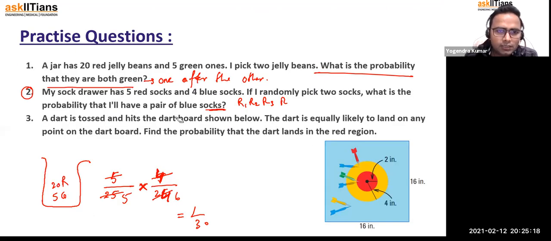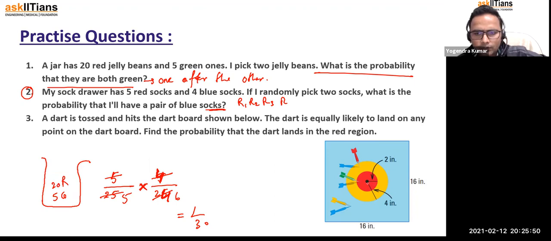Now a dart is tossed and hits the dart board. This is a geometry related problem. Let's do this because that is the main topic we are doing today. A dart is tossed and hits the dart board shown below. The dart is equally likely to land on any point on the dartboard. Find the probability that the dart lands in the red region. So now let's do it here.